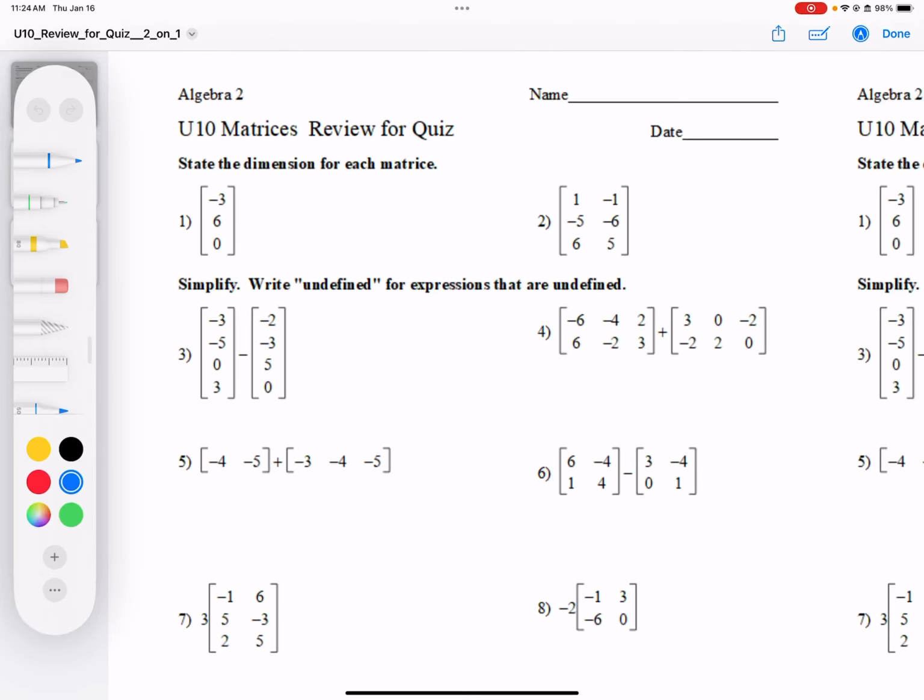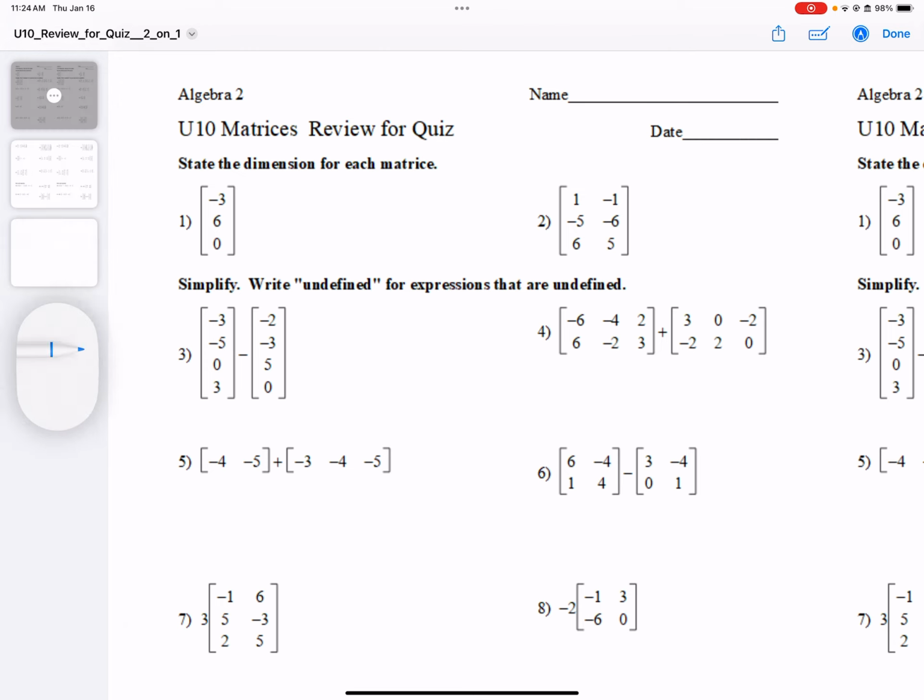All right, so one of the unusual things, I am actually going to talk on this one just a little bit as we kind of go through this review. First question is pretty straightforward. State the dimensions. Remember, we do rows by columns. So if we do rows by columns, it has 3 rows. It has 1 column. Remember, the rows are this way. Columns are up and down.